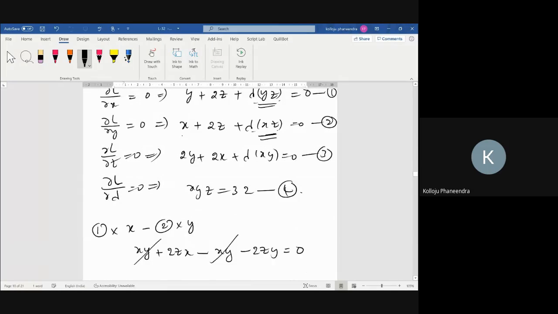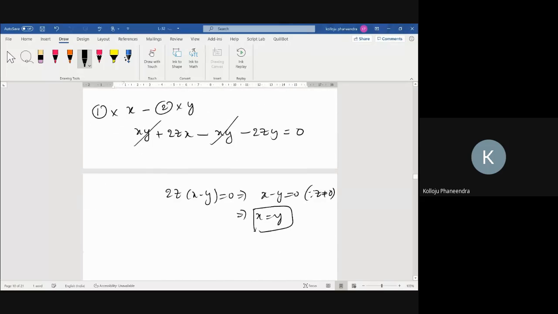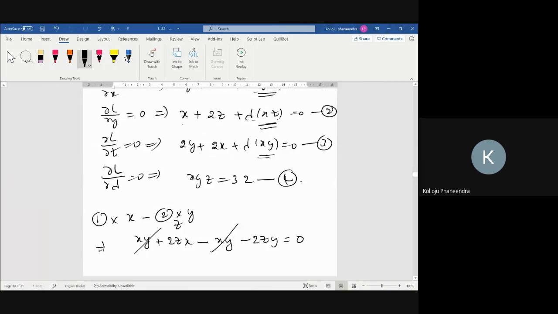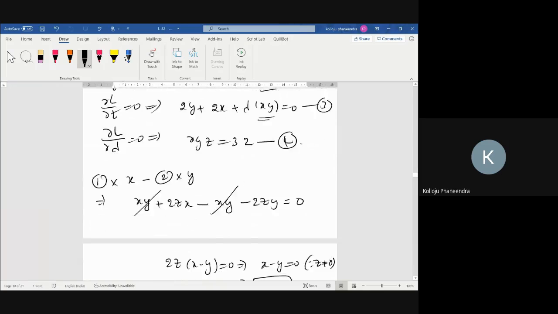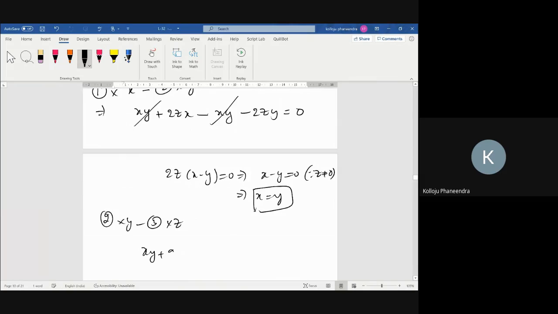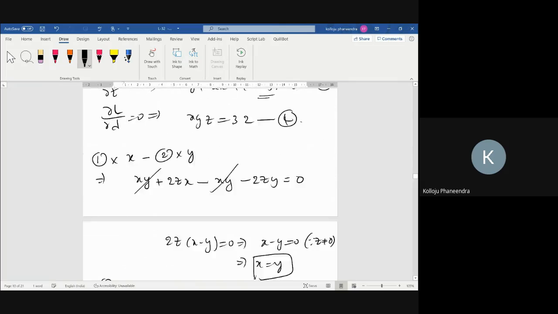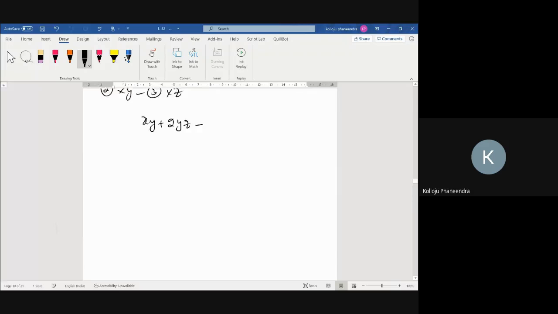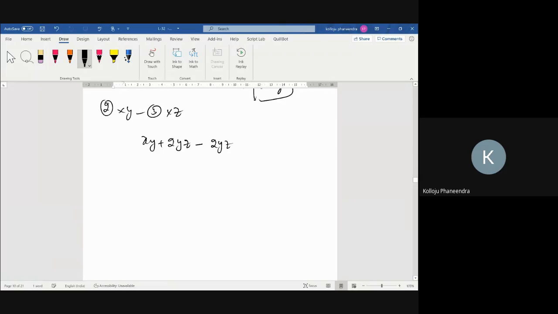Same logic. In the second one y is not there. In the third one z is not there. So 2 into y minus 3 into z. What is this? 2 into y, xy plus 2yz. Minus lambda xy gets cancelled. And this is multiplied by z: 2yz plus 2zx, multiplied by minus, equal to 0. Now these two get cancelled. The common factor is x. Y minus 2z equal to 0. So y equal to 2z I am getting.